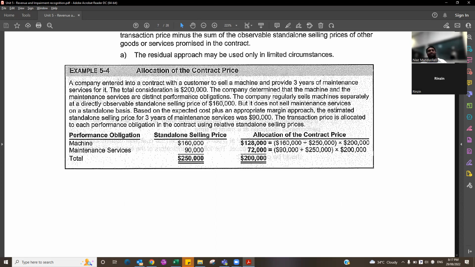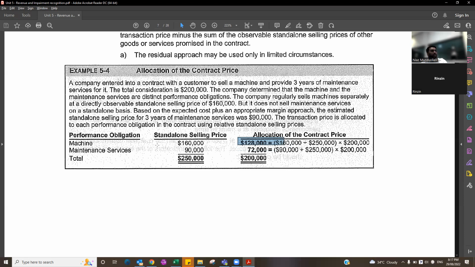Got it? So if you are selling service contracts separately, you might sell it for 90,000. If you are selling laptops separately, you might sell it for 160,000. So 160 plus 90, how much did it become? 250. But you are going to sell this for 200,000. So what you are going to take is the ratio of this. Got it? Percentage. So that is 160 divided by 250, multiplied by 200,000. So that is the price of this particular machine. Got it?